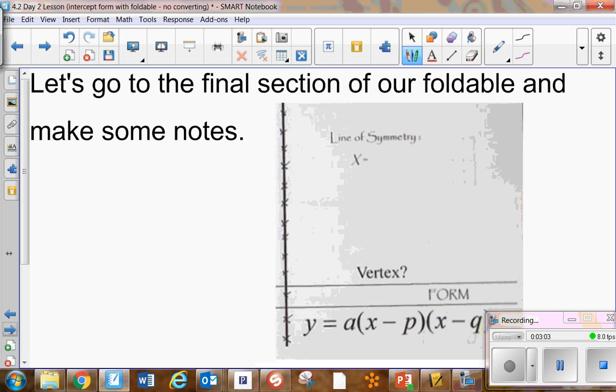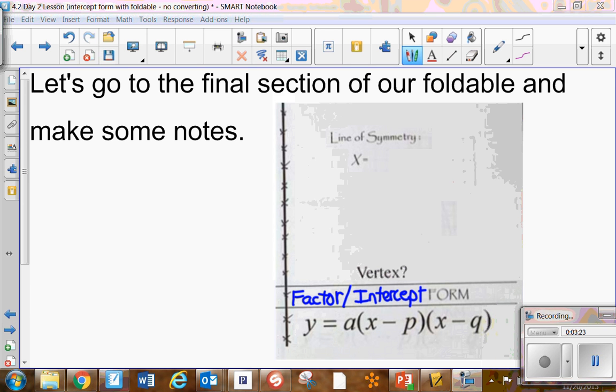So look at that on the right-hand side of your foldable on the outside. And this is the factor/intercept form. And there's the example there. y equals a(x minus p)(x minus q), factor form. All right, so obviously we can find our x-intercepts very easily. Then how are we going to find the vertex from this form?